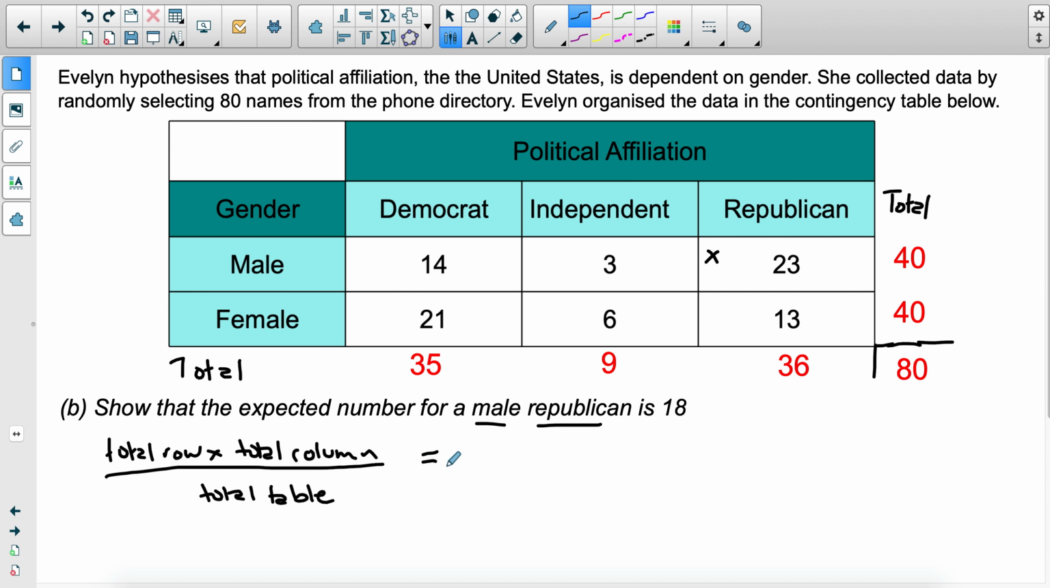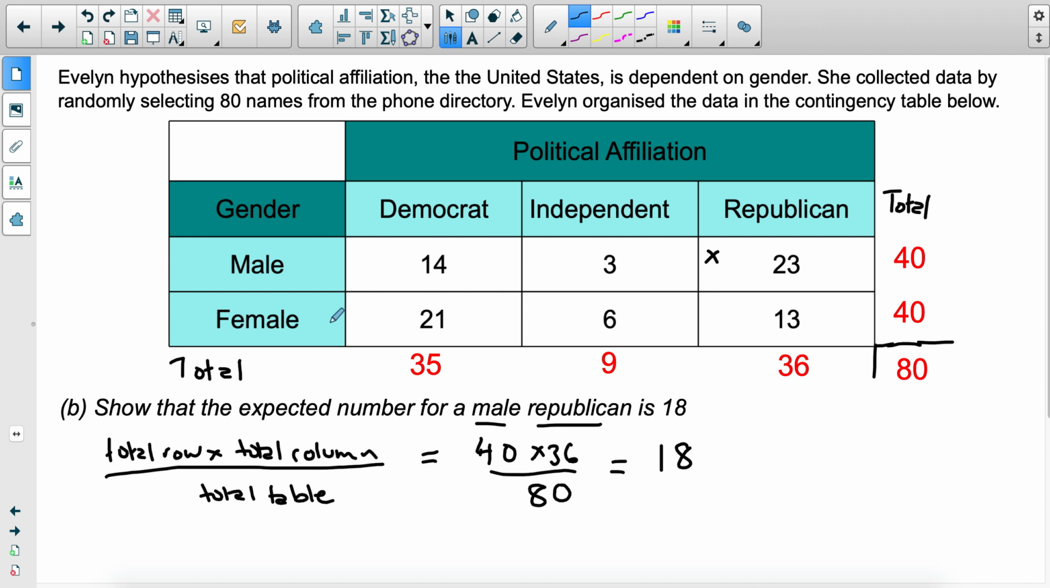So if I'm looking at male and Republican, because I'm looking at the male section, I'm going to take the total for the male. So this is my total for the row. And then because I'm looking at Republican, I'm going to take the total for Republican, so 36. And then I have the table total, which is 80. And I'm going to put it there, and it should give you 18.